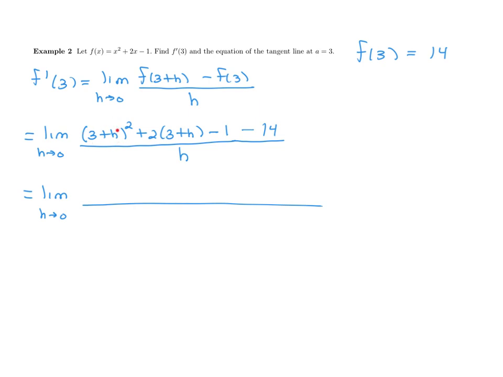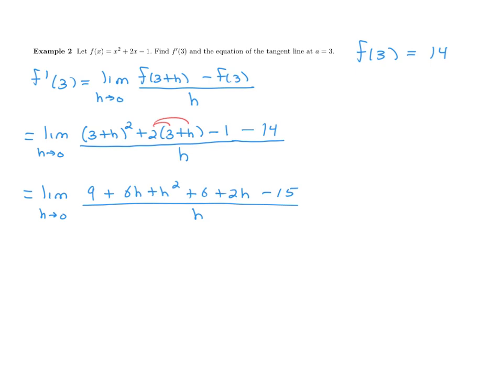You square the first and the last terms, but you get 2 middle terms as well. So that is (3 plus h) squared is 9. Now your middle terms are going to be a 3h and a second 3h, which is 6h, and then if you square h, you get h squared. Here, if you distribute the 2 into the parentheses, you get plus 6 plus 2h, and minus 1 and minus 14 is minus 15. And this is still all divided by h.